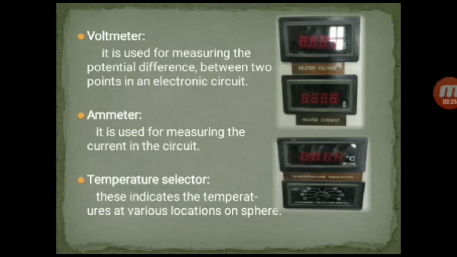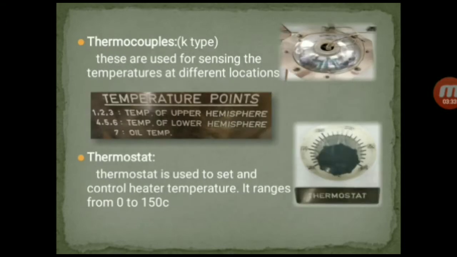The temperature selector is used for indicating the temperatures at the different locations of the sphere. Thermocouples are used for sensing the temperatures at different locations. In this setup, we are using the K type of thermocouple. In the sphere, the temperature points where the thermocouples are located are: thermocouples 1, 2, 3 are at the upper hemisphere, and thermocouples 4, 5, 6 are at the lower hemisphere, and the seventh thermocouple is placed in the oil.